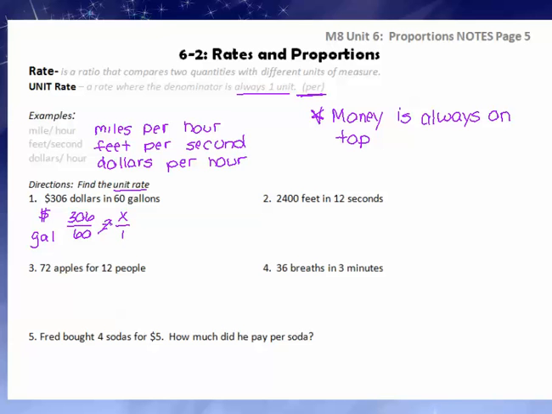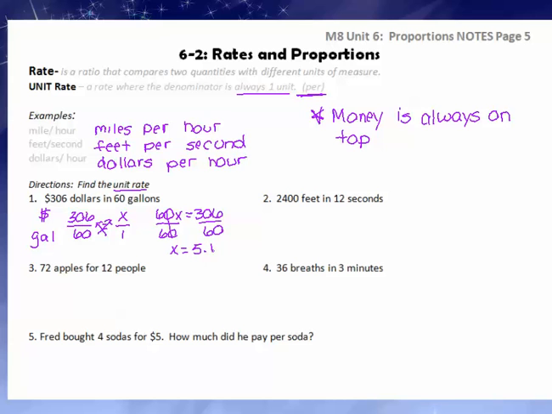So I'm going to cross multiply just like I would solve a regular proportion. I get 60x is equal to 306. Divide by 60 on both sides. And I'm left with x is equal to 5.1. Now, 5.1 we have to translate into money because the x is missing in that money category.